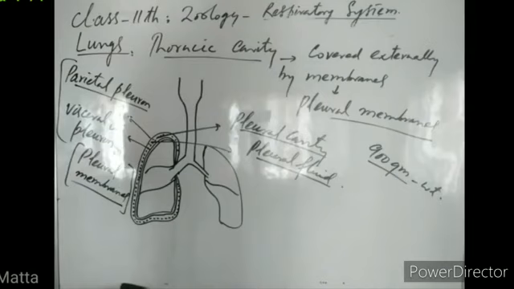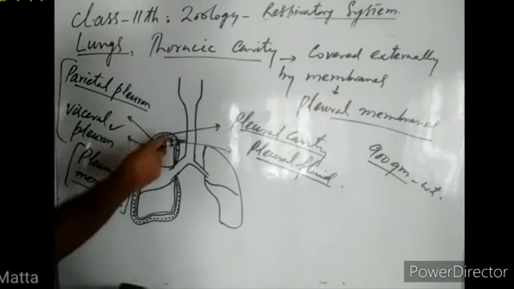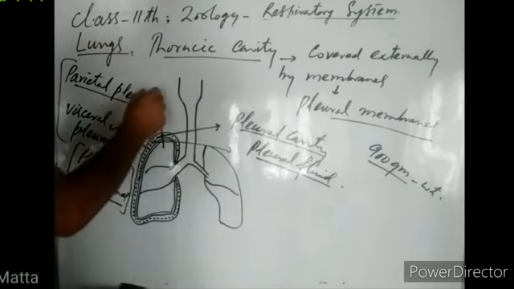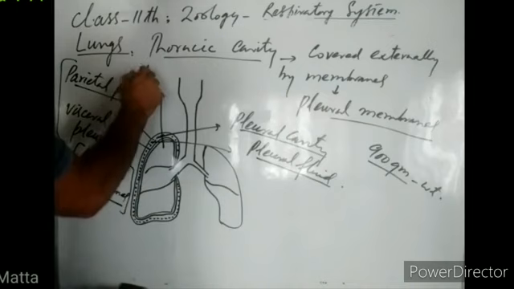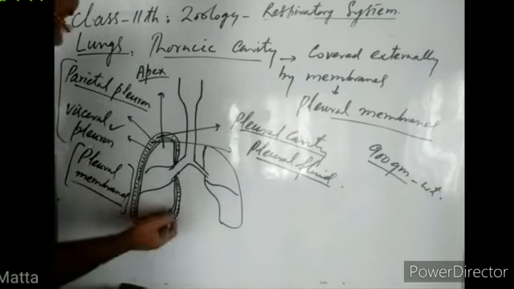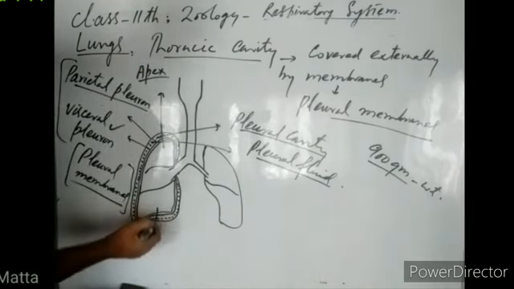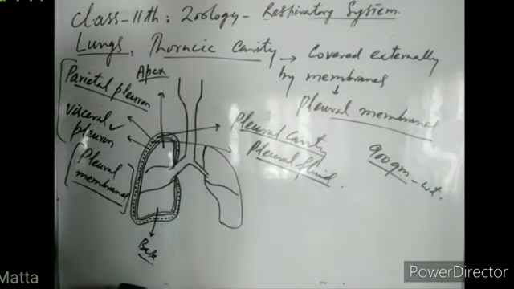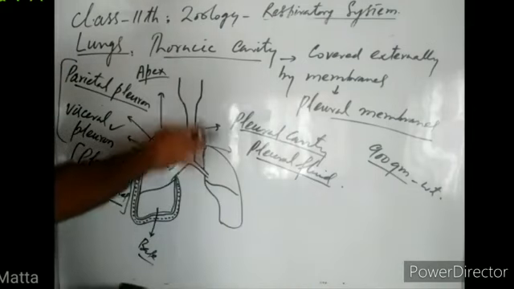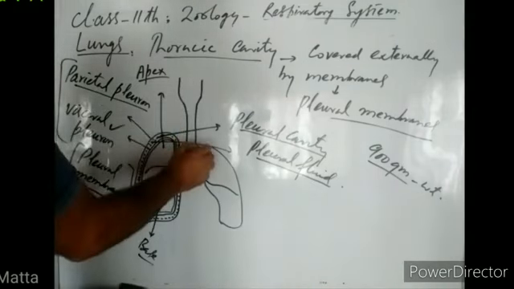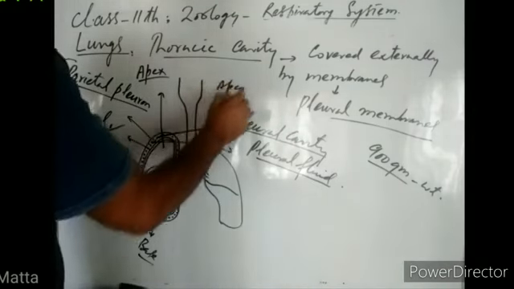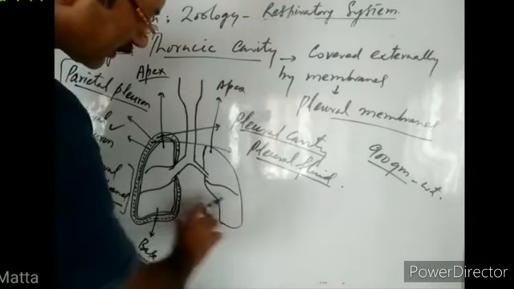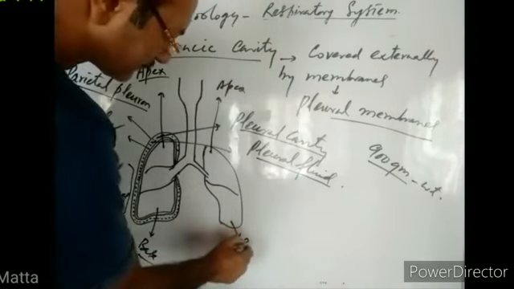Now we can recognize each lung. Here is a conical structure. This top narrow portion of the lung is known as its apex. And this broad flat portion of the lung is known as its base. So our lungs are somewhat conical in shape. Their top end is pointed, known as the apex of lungs, and their lower part is somewhat flat, known as the base of lungs.